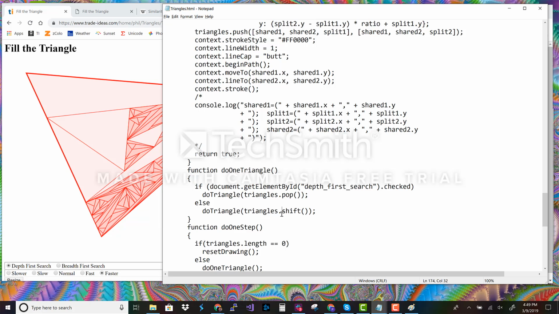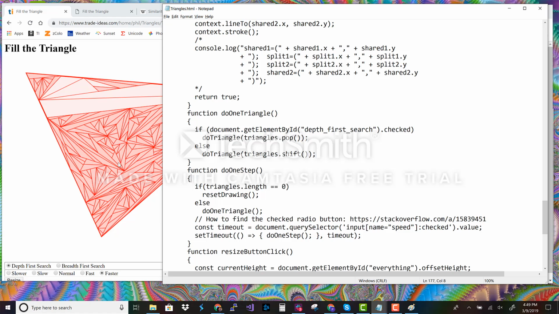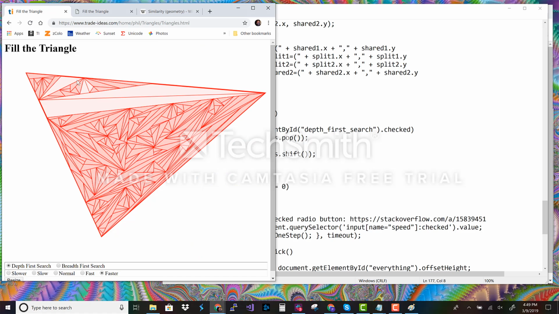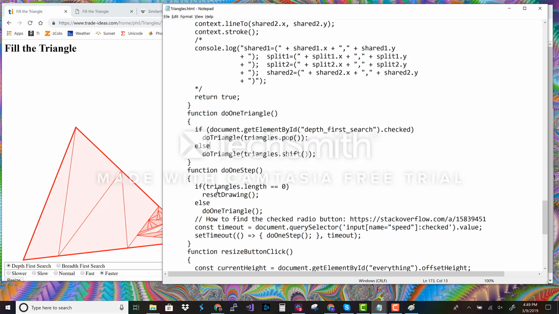You say, here's some new stuff, but give me some old stuff to work on now. Here's some new stuff to work on later. Then we have do one step. Most of the time it grabs a triangle, does something with it. But what happens if there's no more triangles? Then it resets. So here it is.